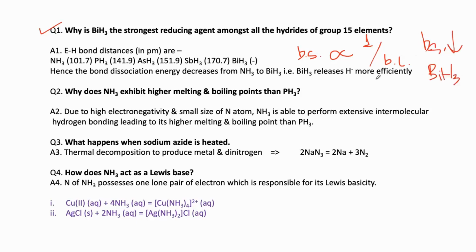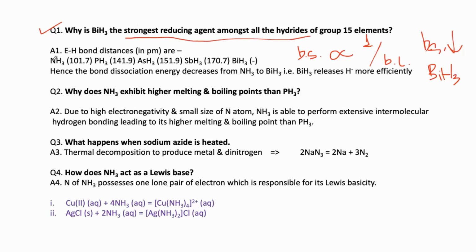So in case of BiH3, since the bond between bismuth and hydrogen is very weak, it is capable of releasing H- ions more efficiently. The less the bond energy, the more efficiently the bond will be broken. So BiH3 is able to release H- more efficiently. That's why BiH3 is the strongest reducing agent amongst all the hydrides.